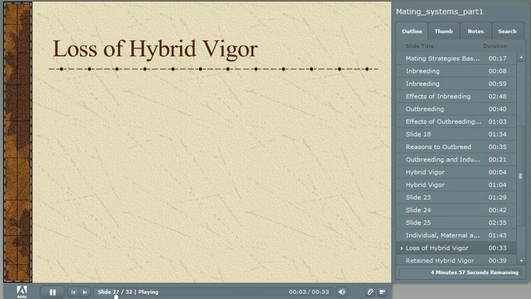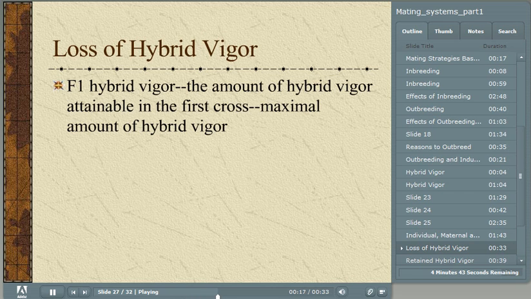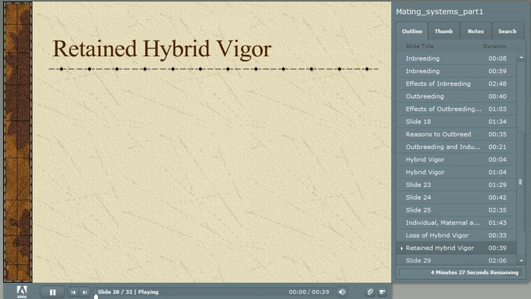Incidences where we can actually lose hybrid vigor. So remember, up until now we've been talking about the heterosis or the hybrid vigor in that first cross offspring and when they become parents relative to their maternal heterosis. And we call that F1 hybrid vigor. It's the maximal amount we can get, and we get that in the first cross. However, in subsequent generations, so if we cross F1 animals with F1 animals, we lose a portion of that hybrid vigor. So from that point on, we call it retained hybrid vigor.